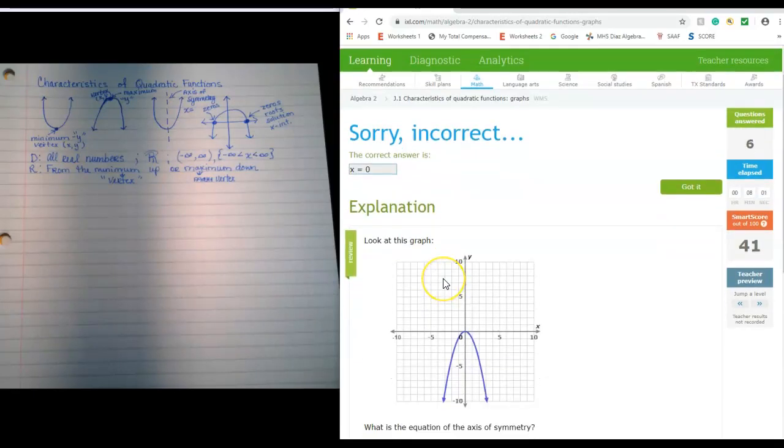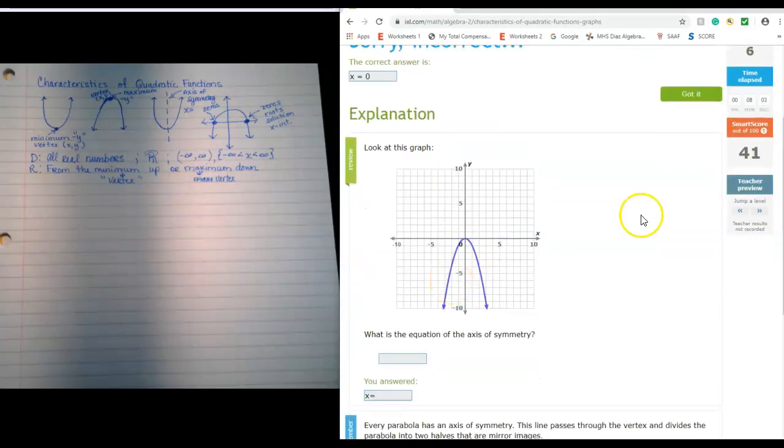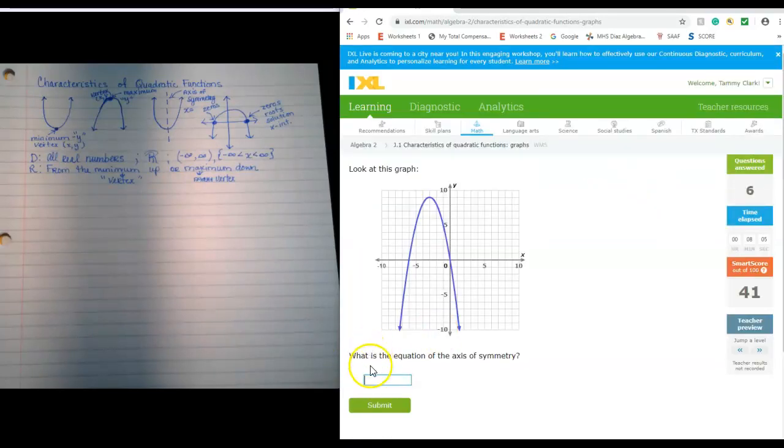I thought I typed 0. I meant to type 0. Okay, let's try again. What is the equation of the axis of symmetry? This time, I'll make sure my number lock is on. So it'd be x equals, and right here, let's see, -1, -2, -3.